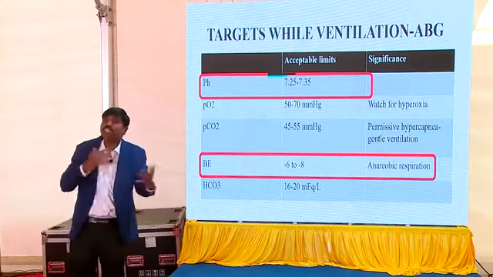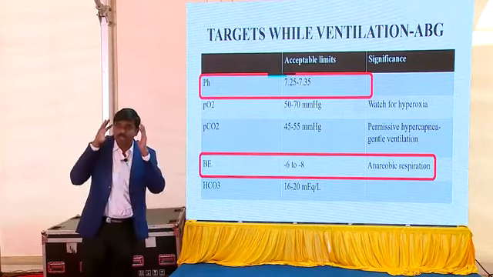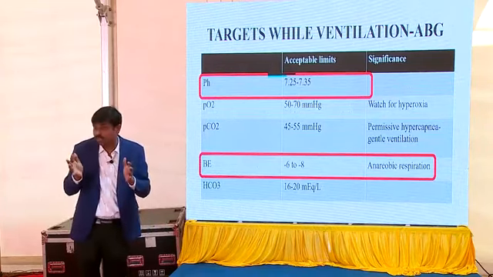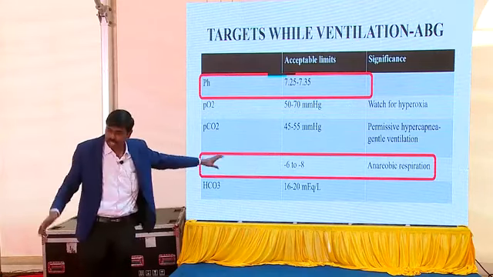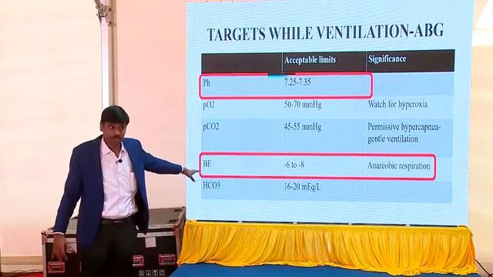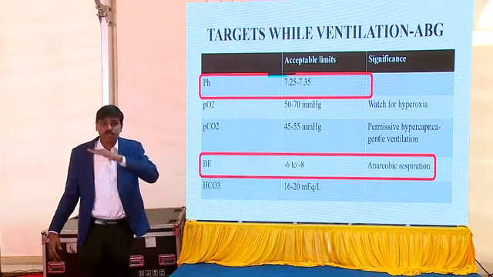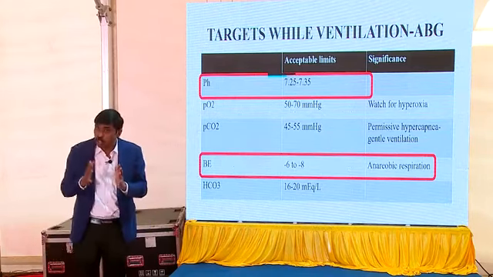These targets keep changing. Your unit should decide: this is the pathology in the baby, and these are the numbers we slowly want to achieve. Sometimes you have a very sick baby, and you accept a little high carbon dioxide and a little low oxygen, provided your pH and base deficit are fine. So you are not going to stick to one number. It depends on the baby, and ultimately you slowly achieve the target.